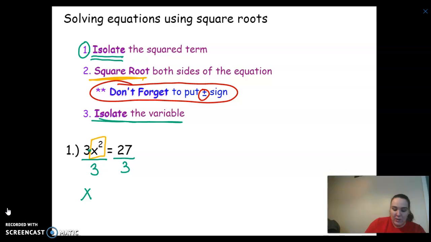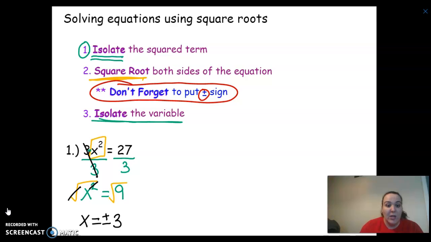So now we have x squared equals 9. Now, the opposite of x squared is square root. Whenever you square root a squared, these are opposites, kind of like our multiply and divide were opposites a minute ago. So now I'm left with x equals. We know that the square root of 9 is 3. But we also know that a negative 3 times a negative 3 will also get us a positive 9. That is why we put the plus or minus, to get two separate answers.